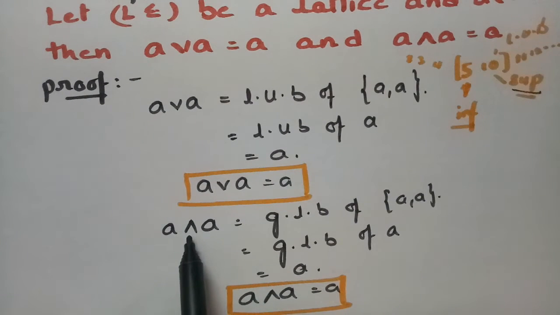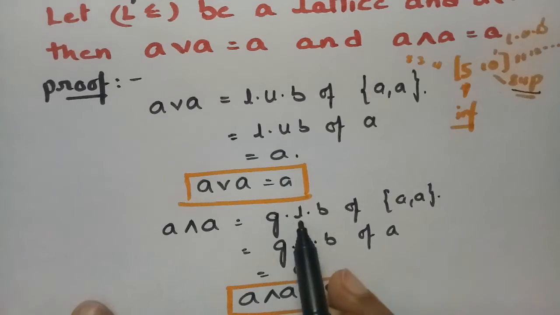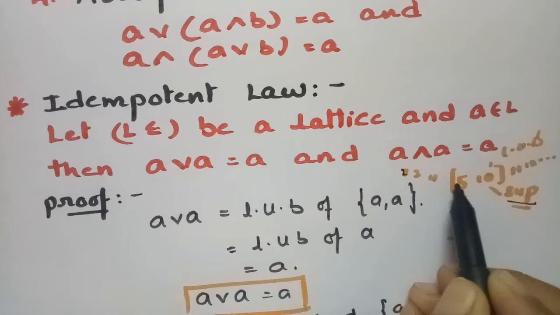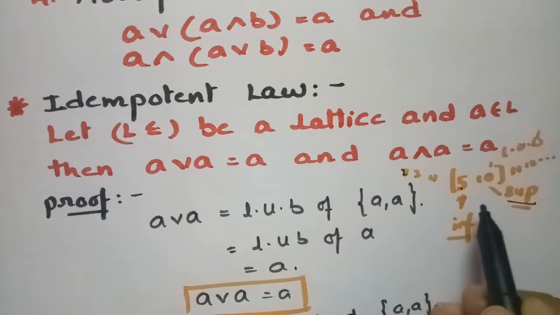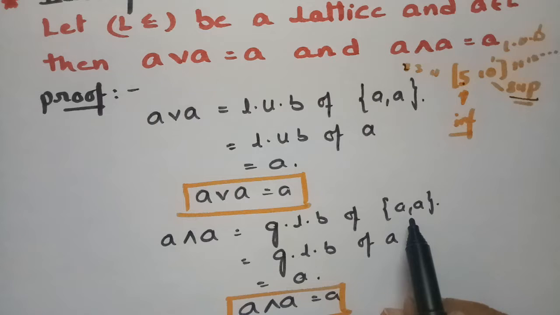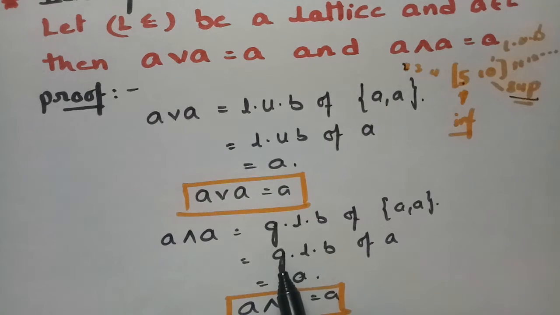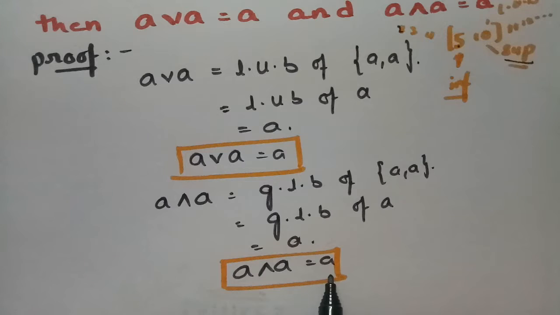And coming to A meet A, here it is the greatest lower bound. For this set, 2, 3, 4, everything are lower bounds here. Out of all these lower bounds, the greatest lower bound is the infimum value. As it is a singleton set, the greatest and the least value is the same thing. Therefore the greatest lower bound of the set A comma A is again equal to A. Therefore A meet A is equal to A.